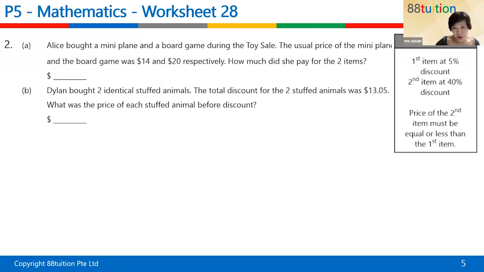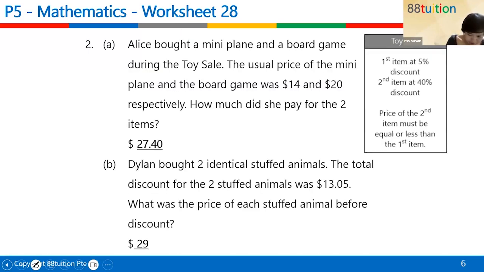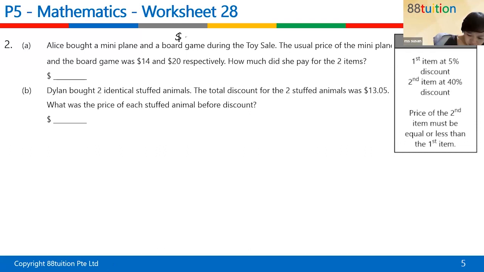Question 2. Alice bought a mini plane and a board game during a toy sale. The usual price of the mini plane was $14, and the board game $20. So you have $20 here and the $14 here. Based on the items here, the first item will be at 5% discount, and the second item is at 40% discount.